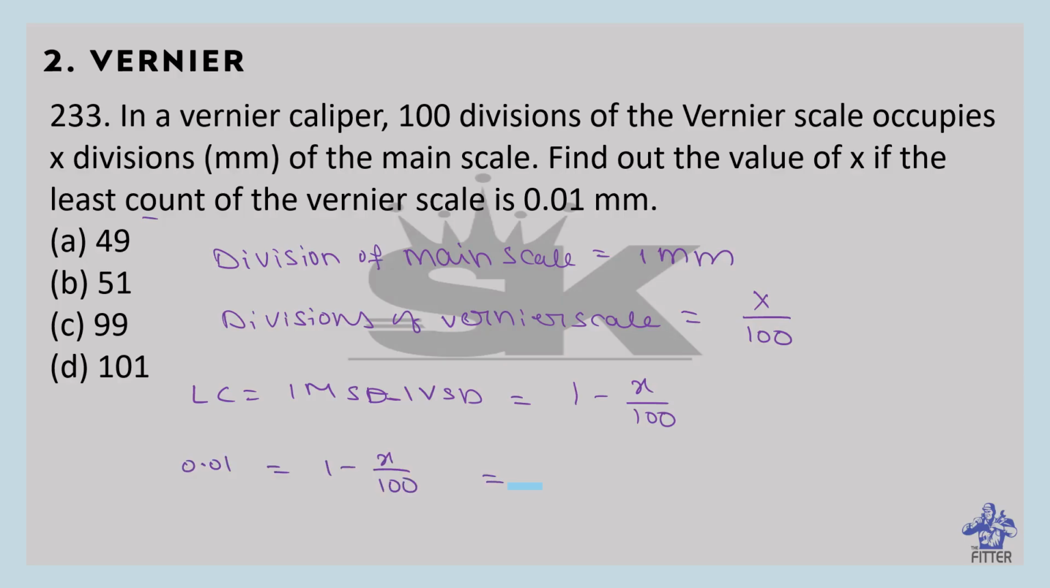So x by 100 equals 1 minus 0.01. So that equals how much? 0.99. So x equals 99. Okay. So option C is the right answer. Okay. Option C.